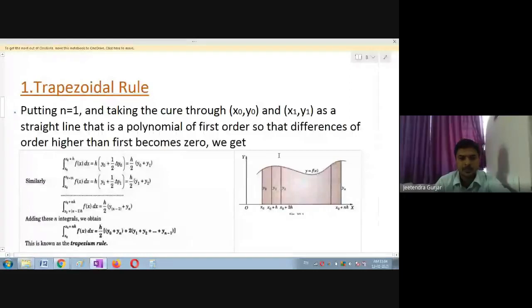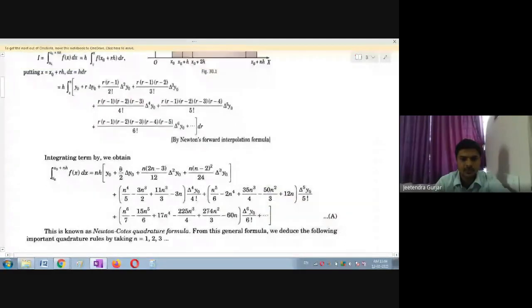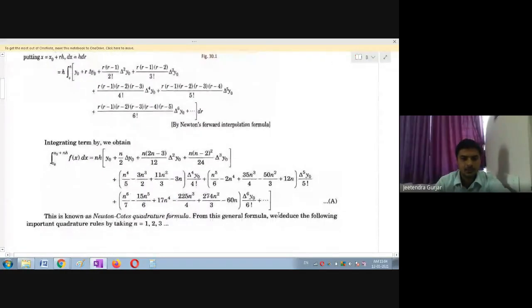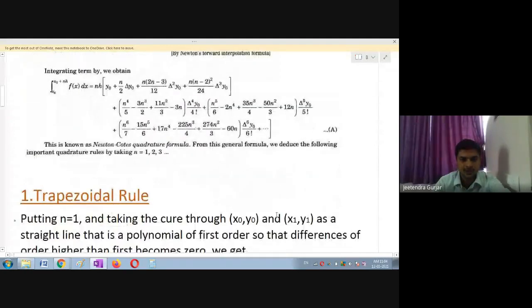Corresponding values will be like this: integration from x naught to x naught plus h of f of x dx is equal to h times y naught plus 1 upon 2 delta y naught. So here I am putting n is equal to 1, so y naught plus 1 upon 2 delta y naught. Higher orders will become 0. So only the first difference I will take every time.